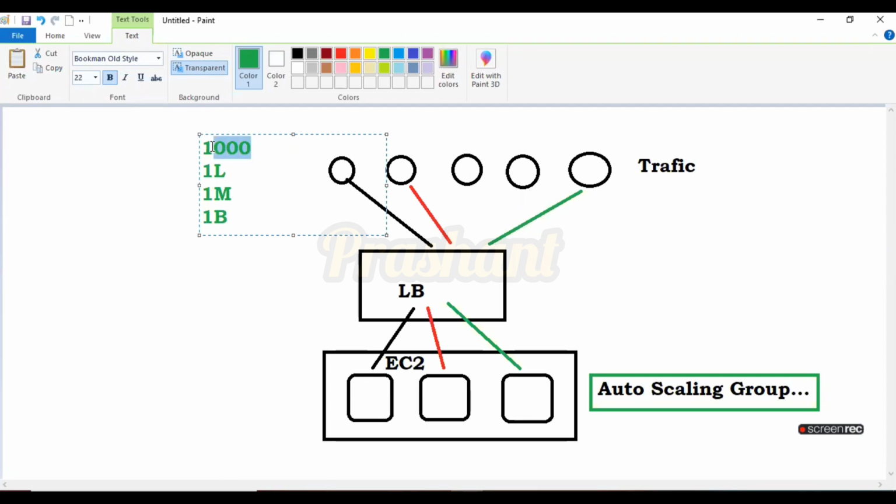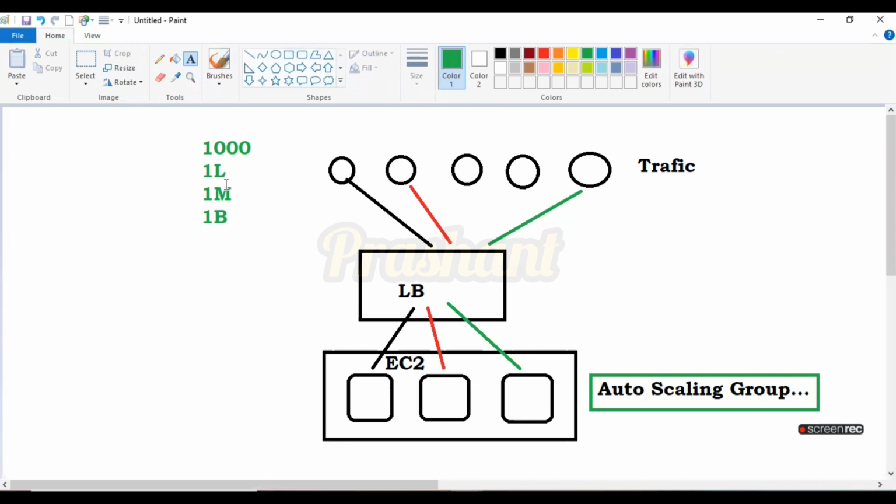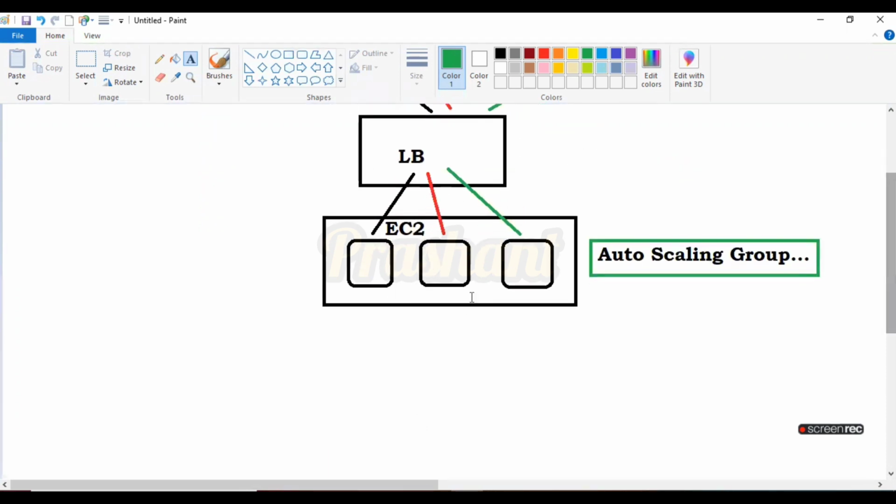Initially on normal days the customers were 1,000. After that, on the first day of the offer it may be 1 lakh, 1 million, 1 billion, and so on. You can't assume how much traffic will come to the load balancer. We don't know. Got it? As an AWS solution architect, we don't know how much traffic will come to the EC2 instances. So accordingly, we are giving numbers.